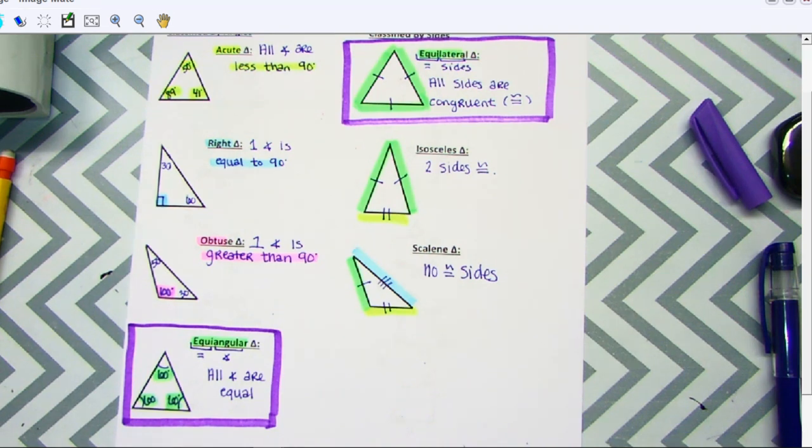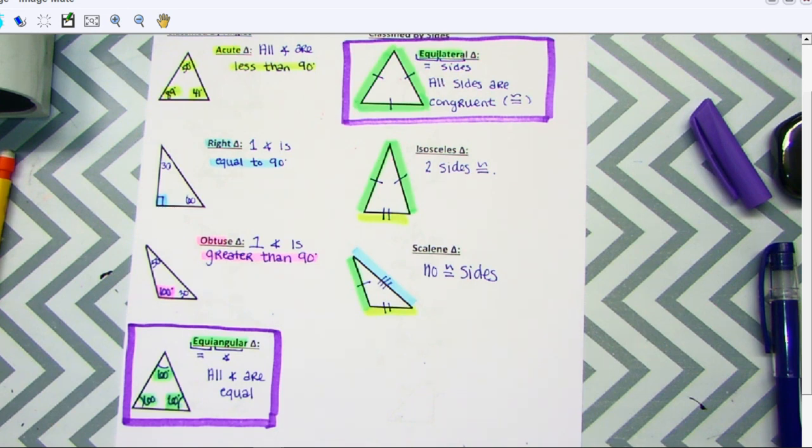Now the other ones you can mix together. Like I could have a right scalene triangle or a right isosceles triangle. But equiangular will always go to equilateral. It will never go to anything else. Okay, so that one is kind of a trick. Those two, they always stick together. The other classifications can mix together. I can have an obtuse isosceles triangle, an obtuse scalene. Okay? But equilateral and equiangular always stick together. BFFs for life.